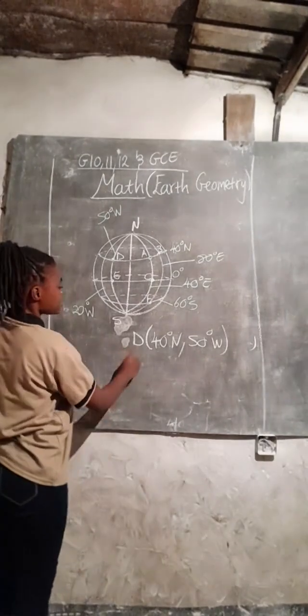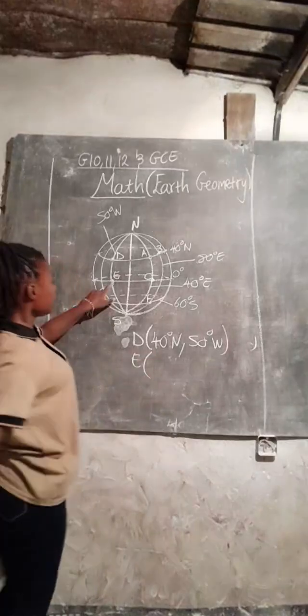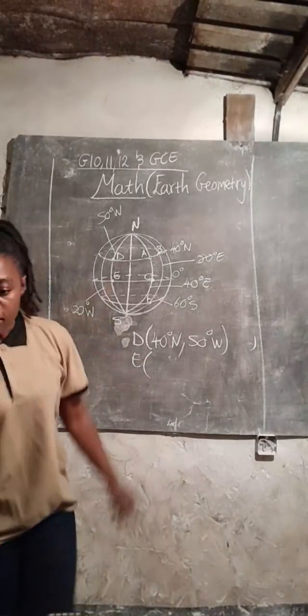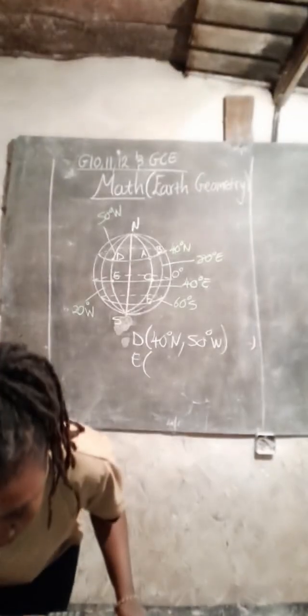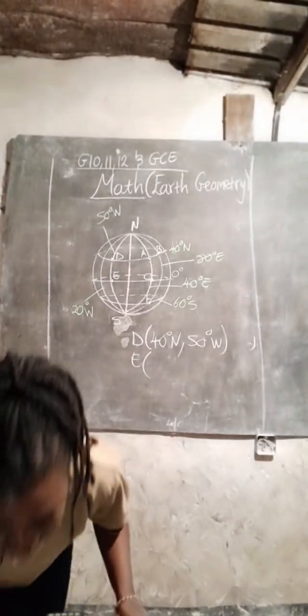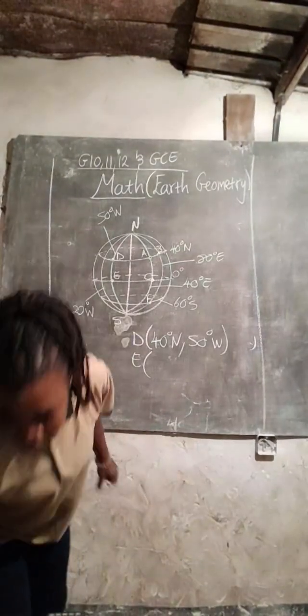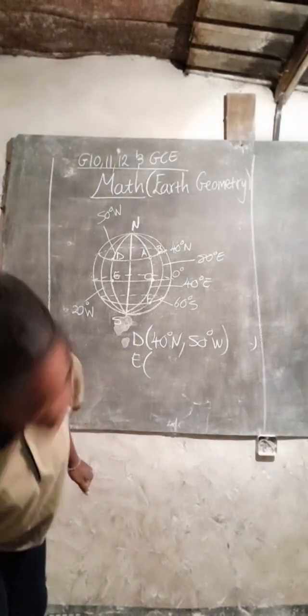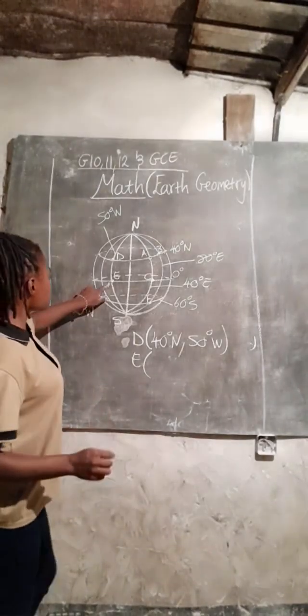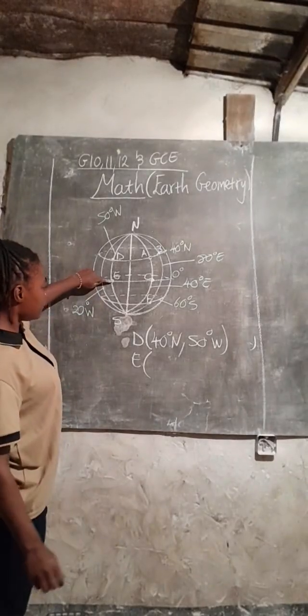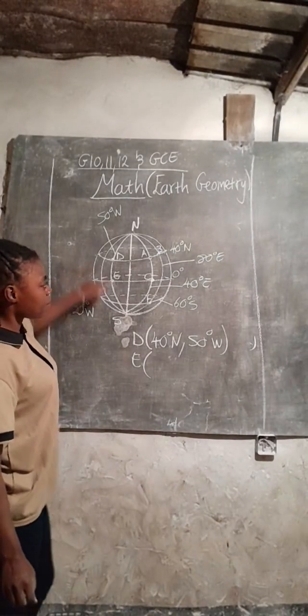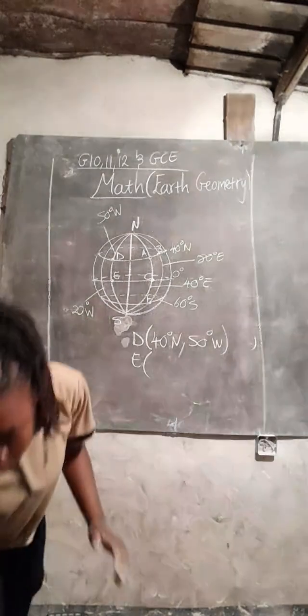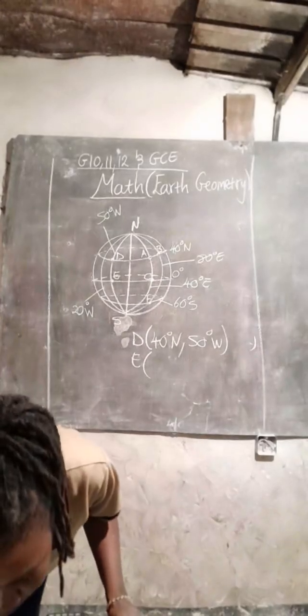Okay, so the other point is E. This point is on what latitude and what longitude? So I'm saying 35 degrees north and 45 degrees east. This one, E. We're at E. I don't know where the 35 is coming from. But good try.